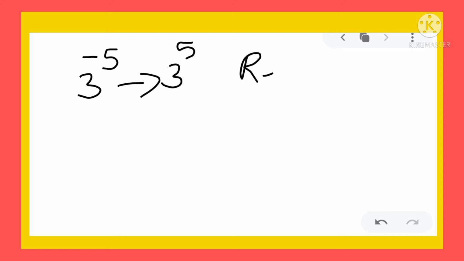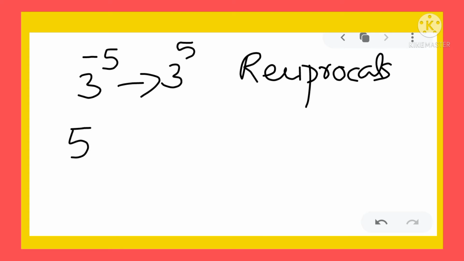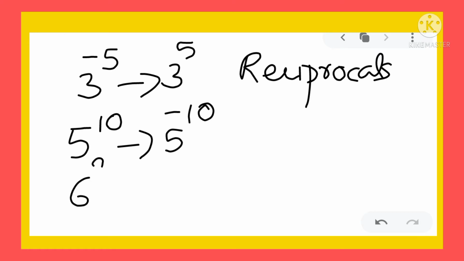Let us look at some examples. 3 raised to minus 5. Only change the negative sign of the power. 3 raised to 5, that is the reciprocal. These are the reciprocals. How can we write the reciprocals? Then 5 raised to 10. Reciprocal is 5 raised to negative 10. 6 raised to 9. Reciprocal is 6 raised to negative 9.